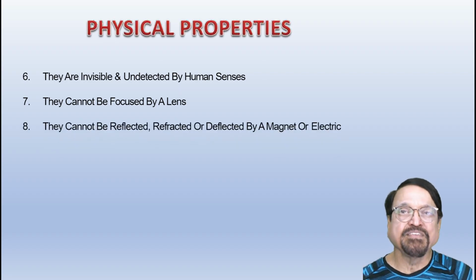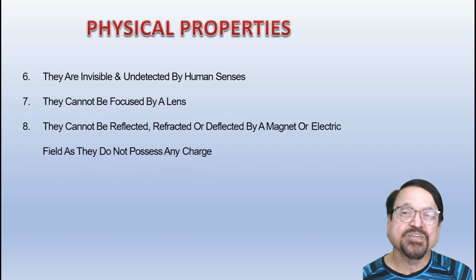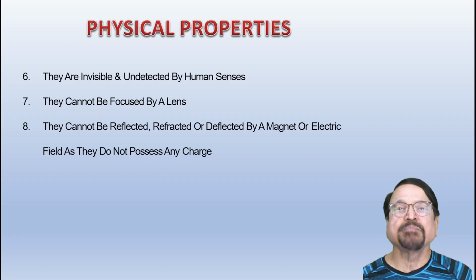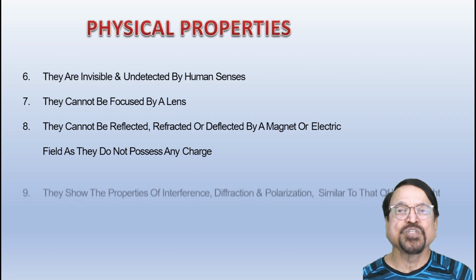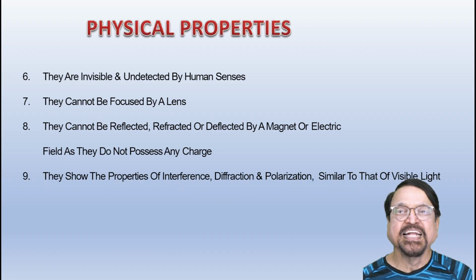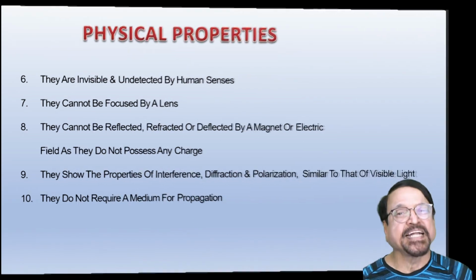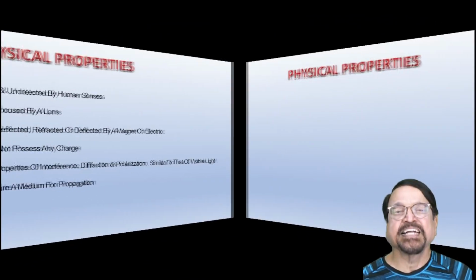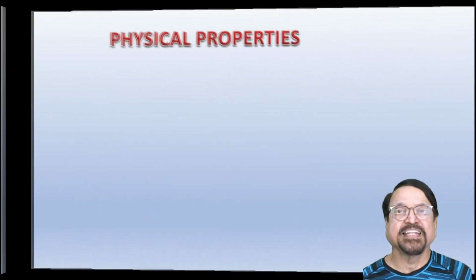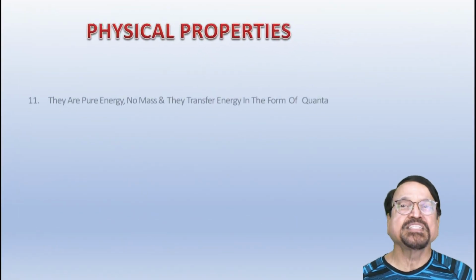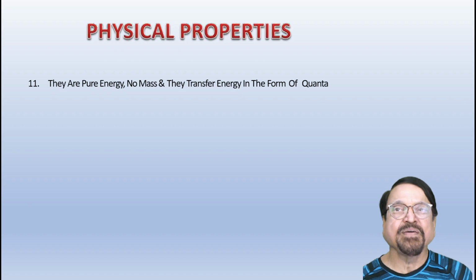They cannot be reflected, refracted or deflected by a magnetic or electric field, as they do not possess any charge. They are not positively or negatively charged. They show the properties of interference, diffraction and polarization similar to that of visible light. They do not require a medium to propagate. They can travel in space, in water, and in air. What are the physical properties? Continuing up to 10, we see, now the 11th.